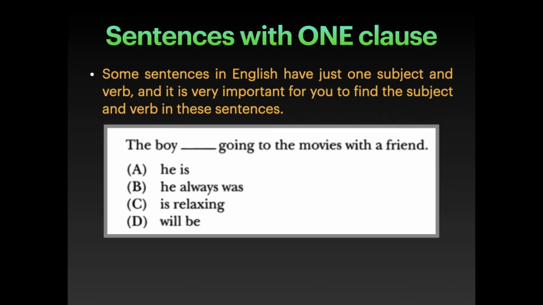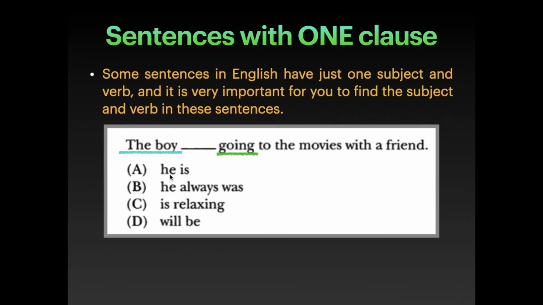Here's another example. The boy blank going to the movies with a friend. So again, analyze, does it have a subject? Does it have a verb? We can see that it has a subject, the boy, and it has not a complete verb, but we have the part of the verb, going. This is not a complete verb because going needs an auxiliary. Necesitaremos que tuviera un auxiliar primero. So it's an incomplete verb.